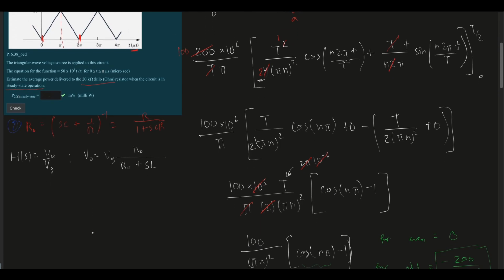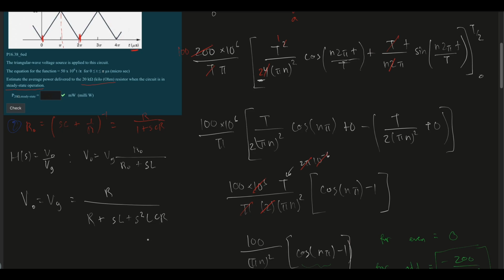So now looking at this, what we can do is simplify. We notice that we have this all in the denominator, and we don't want that all in the denominator. So what we're going to do is multiply both the top and bottom by 1 plus sCR. And so this is going to give us that our V naught is equal to Vg, and then we will just have an R up top if we do this, and then right here we'll just have an R plus, and now we're multiplying the sL by the 1 plus sCR, right? So we're going to have an sL plus s squared LCR. And so this is going to be our equation.